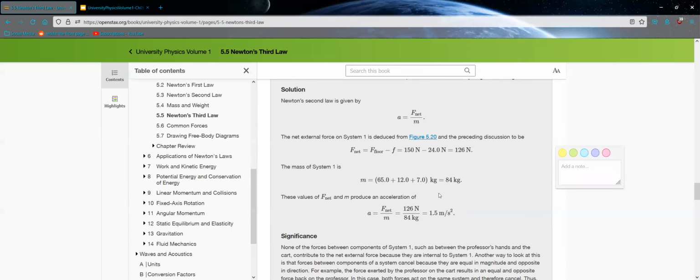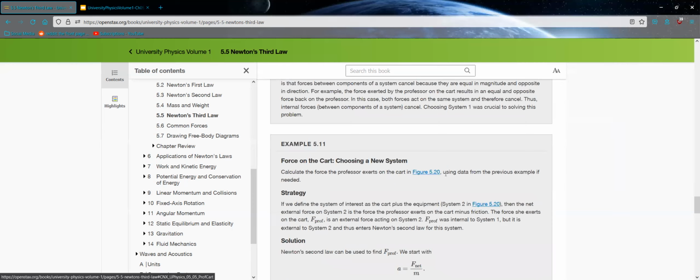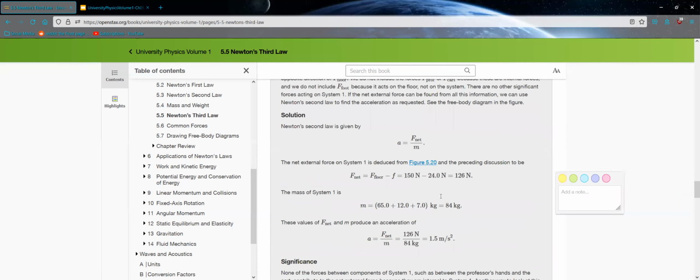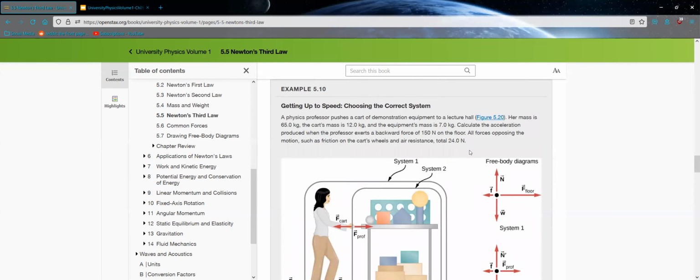Mass, add up the masses and accelerate based on the knowns. But given that information, can you calculate the force the professor exerts on the cot using the data previously done? So what's the difference here? Well, the first one is calculate acceleration produced when the professor exerts a said force on the cot. So the cot's mass and what the cot is doing is connected with the professor. But if we care about the cot and not the professor, how does that change things?